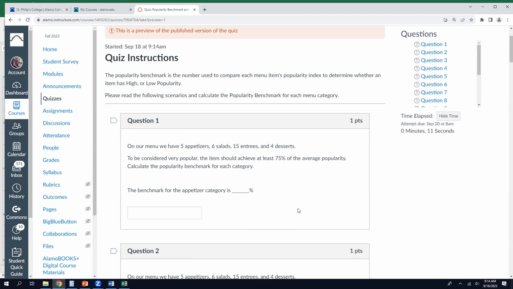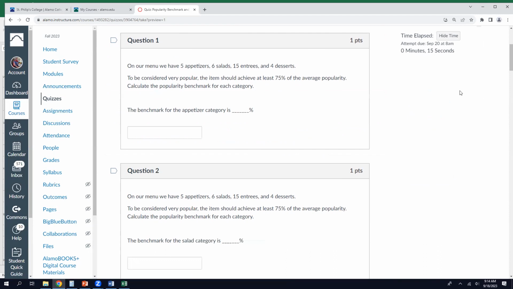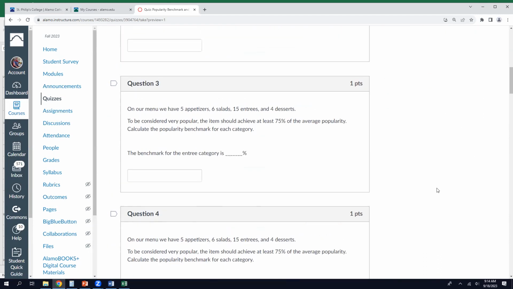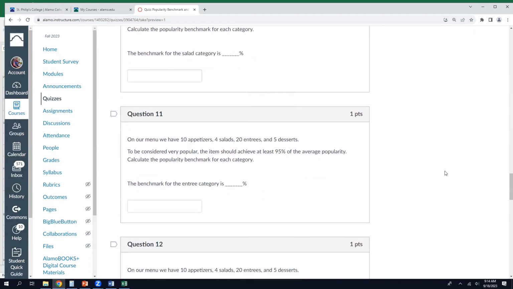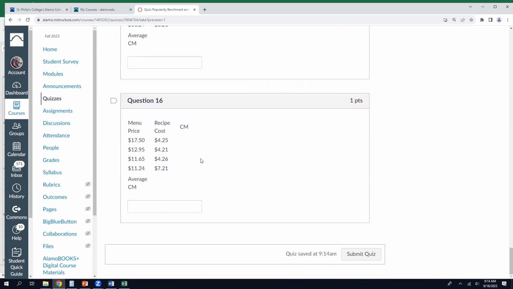How many questions do we have? We have 16 questions, okay? Let's start at the bottom for the last four. Contribution margin. How do you find the contribution margin? Okay, so find the average contribution margin. We have to add them all up and divide by the number we have.